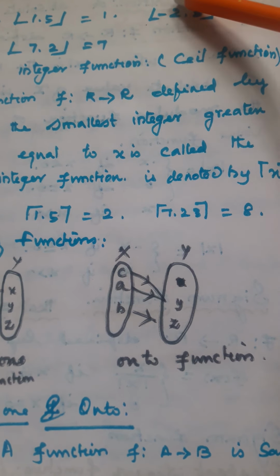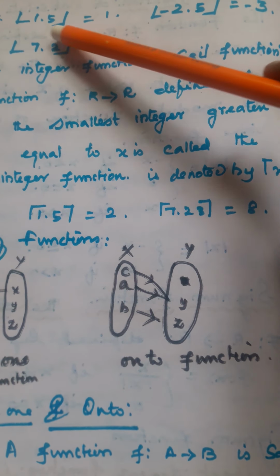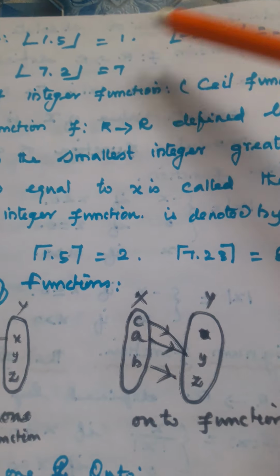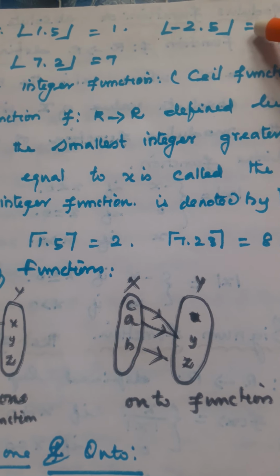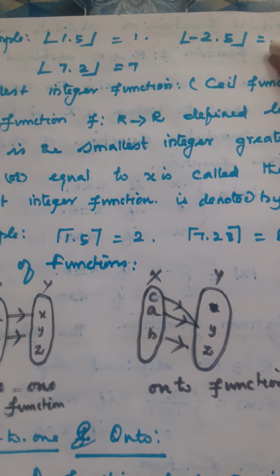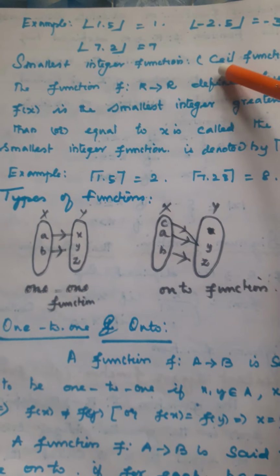Like that, here minus 2 means you have to take the next smallest number. Here 1.5, the smallest number is 1. Minus 2.5, the smallest number is minus 3. So this is called your greatest integer function. Like that you have the next one, the smallest integer function or ceiling function.